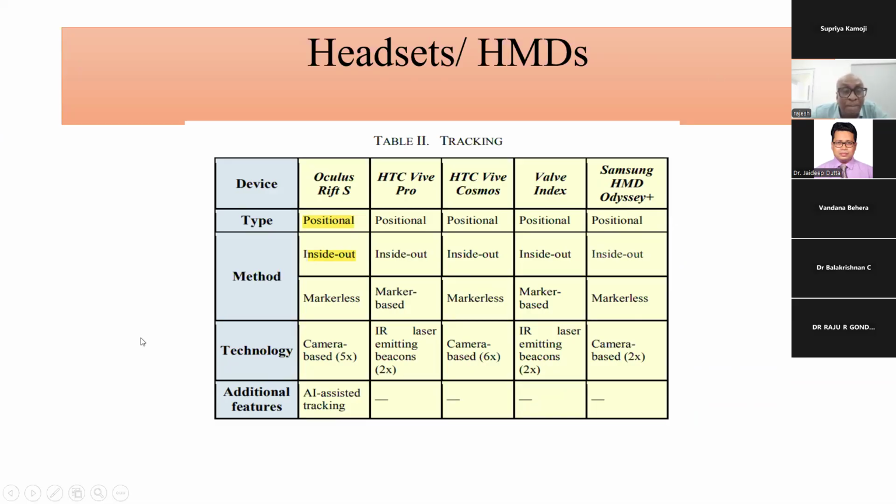In this, the type of tracking being mentioned is positional tracking. And in that also, you have inside-out tracking. All of them are inside-out tracking, but you also have something called outside-in tracking. In inside-out tracking, you have either markerless or marker-based tracking.